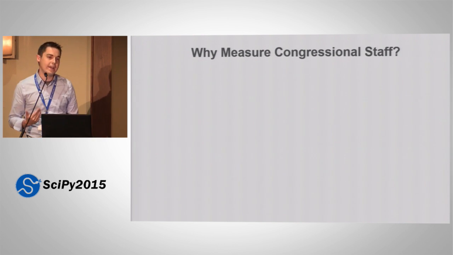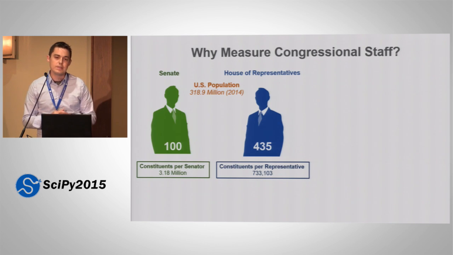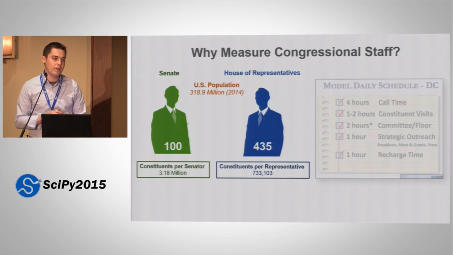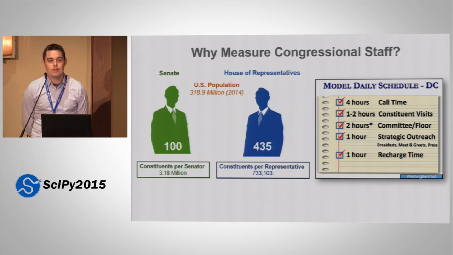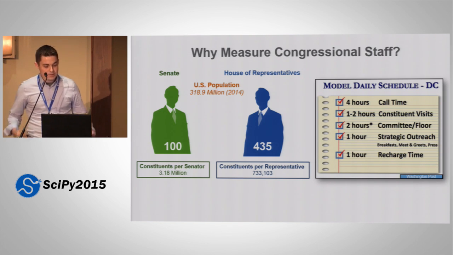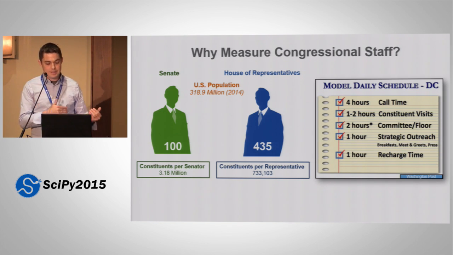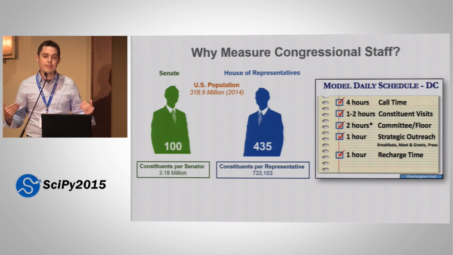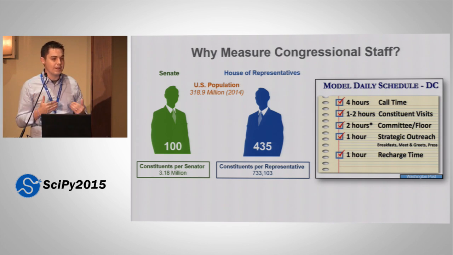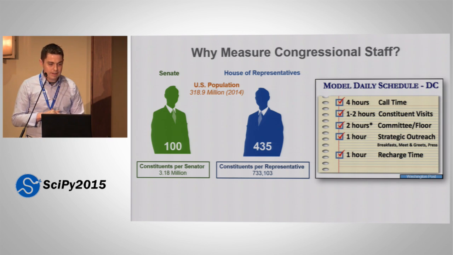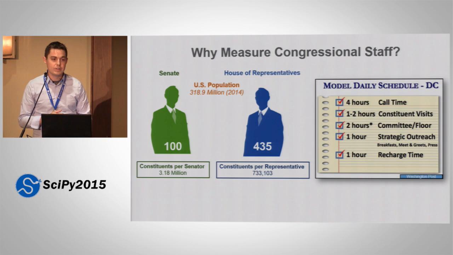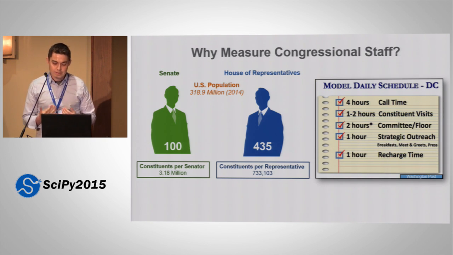So why would congressional staff matter if that's the case? Well, consider this. The U.S. has a population of over 318 million people. The Senate is made up of 100 senators. The House of Representatives is represented by 435 districts. So when you break down the constituents per senator and per representative, it's not feasible for that one individual to be able to handle any of the constituent casework that goes on, or any of the routine functions of public office without a supporting staff.